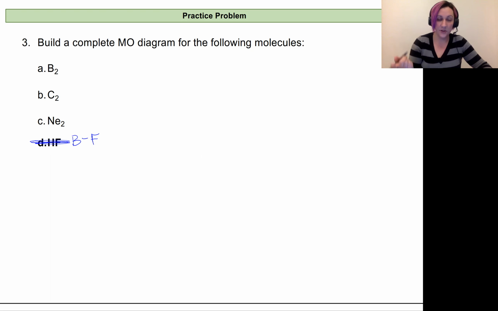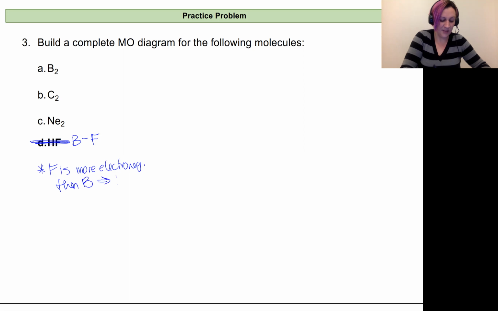First, a few things to note about combining the two. One, I'm going to note that fluorine is more electronegative than boron. That means fluorine will be lower in energy.